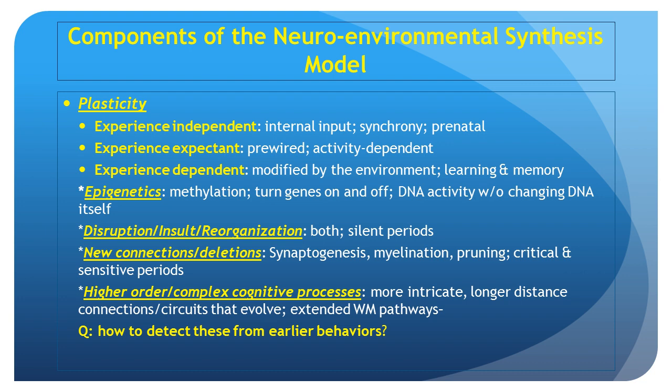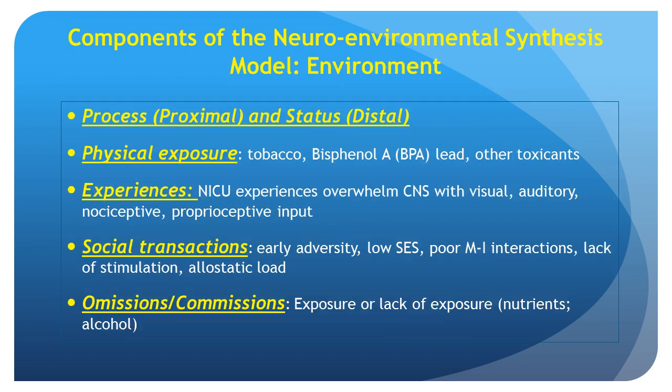The interesting thing is the higher order complex cognitive processes are more intricate in terms of interconnections. They are longer distance interconnections, and they evolve over time while extending white matter pathways. One of the questions that we're faced with is how do we detect these from earlier behaviors?